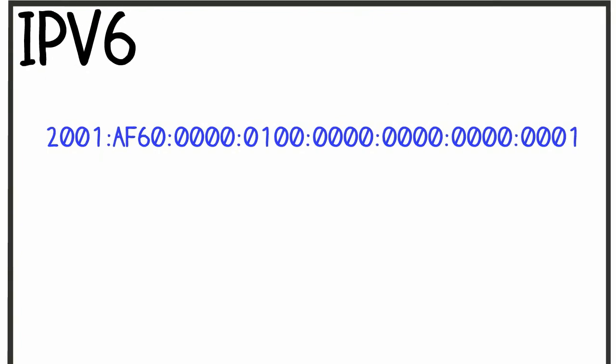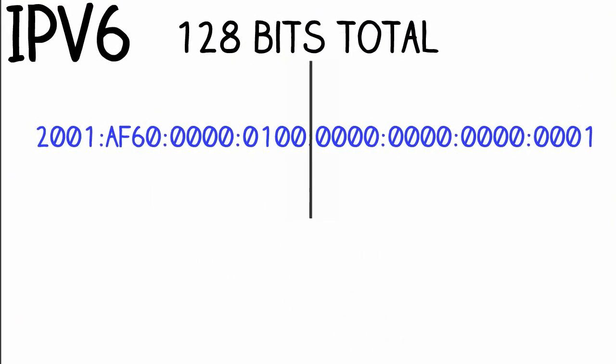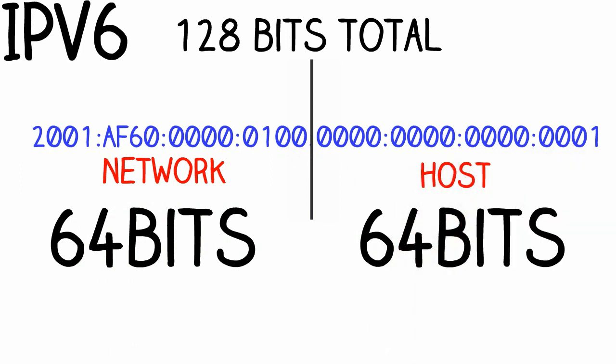An IPv6 address is 128 bits long. If you split that down the middle, you've got 64 and 64. To simplify, look at the left 64 bits as the network portion and the right as the host portion.